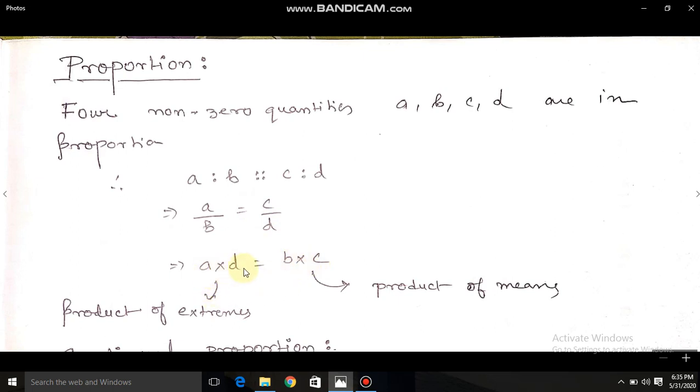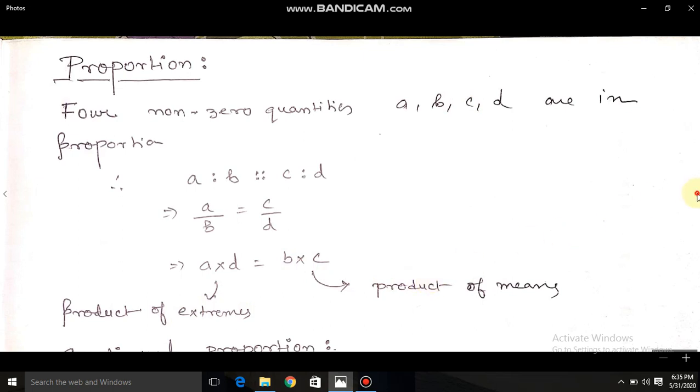A and D are the extremes. What do you mean by extremes? In the extreme corners, A and D are present. A is in the extreme left and D is in the extreme right. So this is the product of extremes, and B and C are the means. They are present in between A and D, so they are called the means. So the product of extremes is equal to the product of means.